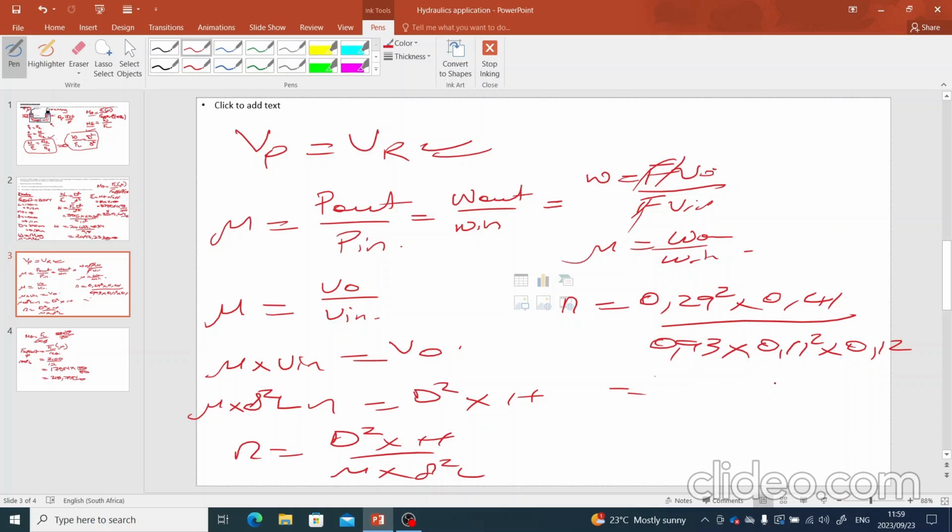We get our answer as 8.719, then in rounding it off, it will be 9 strokes. This is how you tackle this hydraulic problem.